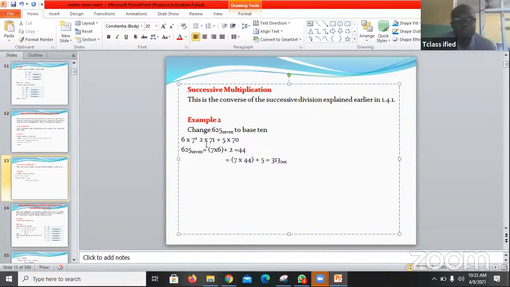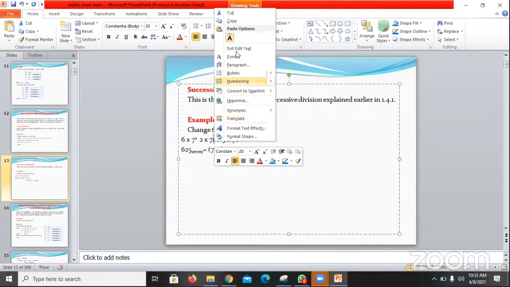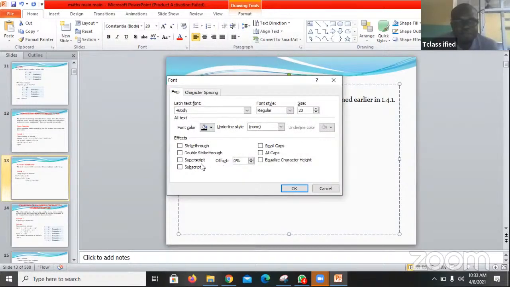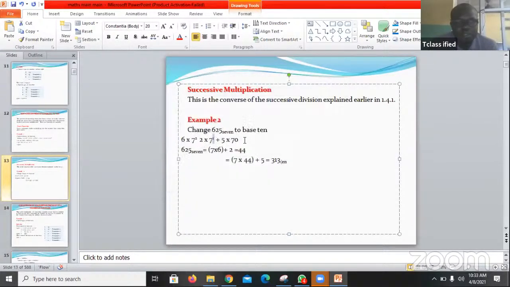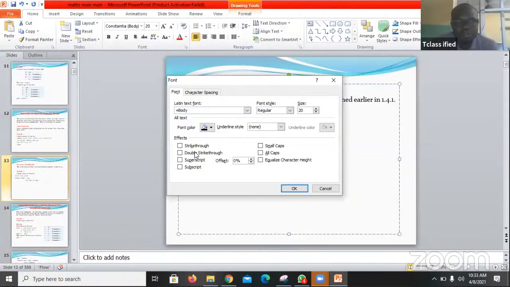Okay. So I'm gonna arrange it now. I'm gonna make this one a superscript. I'm gonna go to font, then superscript. I'm also going to make this 0 a superscript: right click and go to font, then superscript.